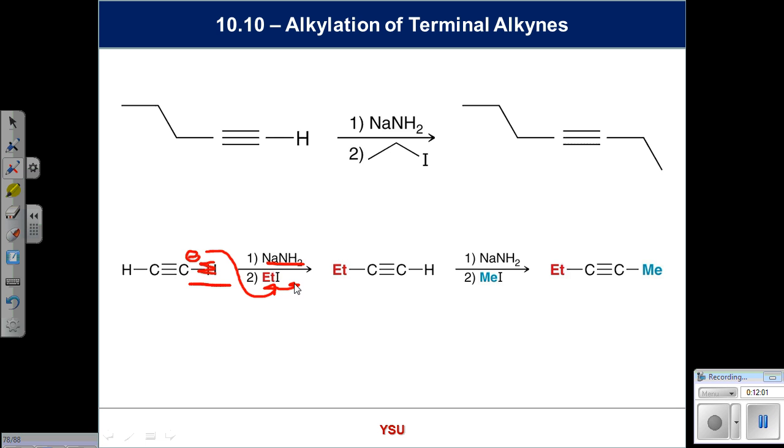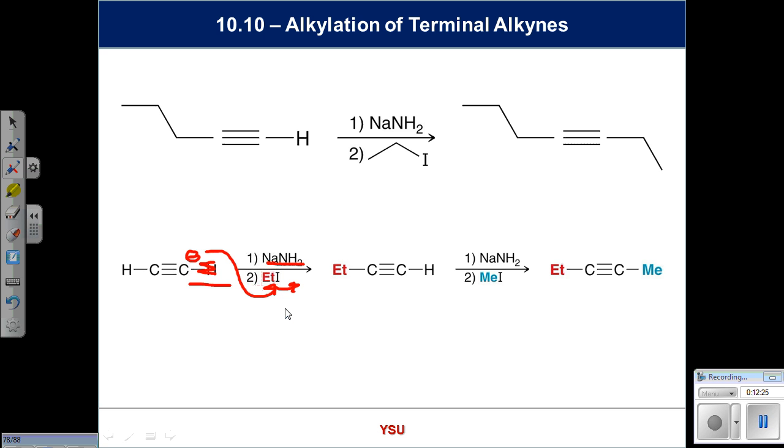Now let's talk about that. This is somewhat limited. There are some limitations to what you can do here. So what type of alkyl halides can I use? Primary and secondary. Why not tertiary? Too sterically hindered. What would they do instead if you can't use a tertiary halide? They would do an E2 instead, right?